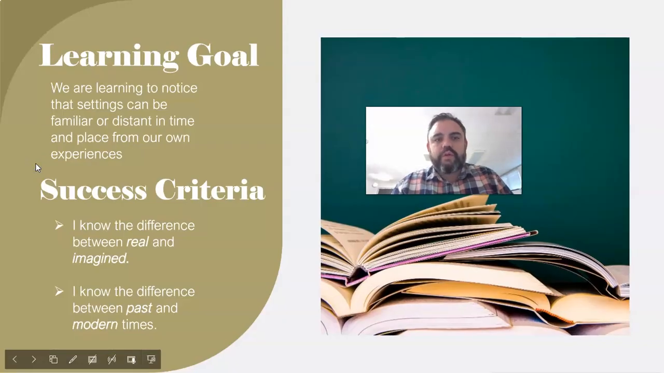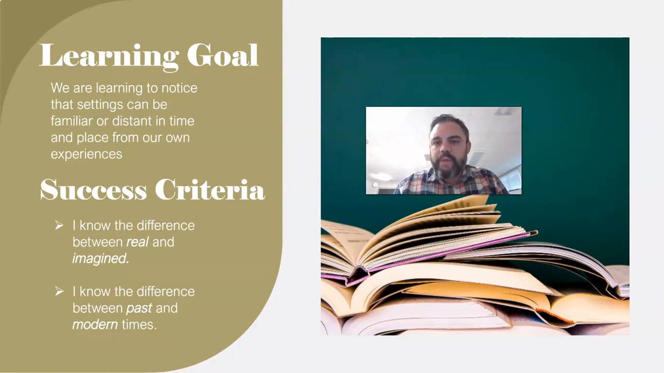That learning goal is that we are learning to notice that settings can be familiar or distant in time and place from our own experiences. Right? A real fancy way of just saying that we're trying to figure out and learn how to notice that the settings of stories can be real or imagined, or they can be in this time or in the past, but they can be very different from our experiences.